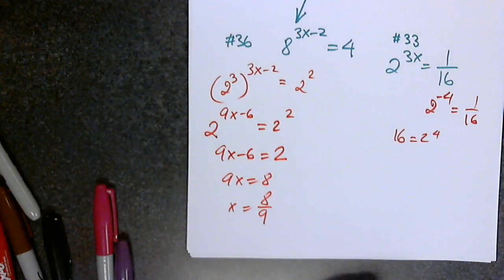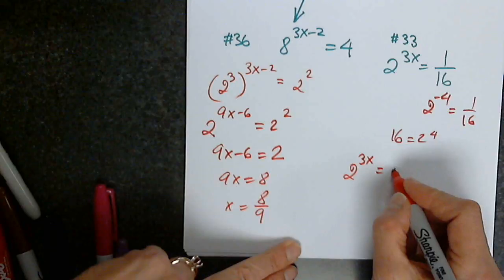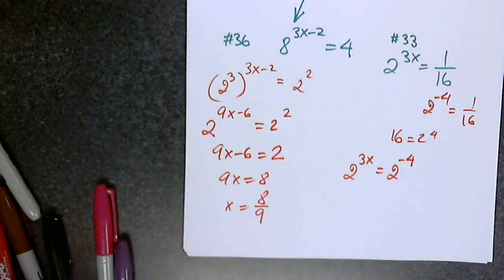Do we accept this? Okay, now the other one, the left-hand side is 2 to 3x, and the right-hand side is 2 to negative 4. Do we agree so far?